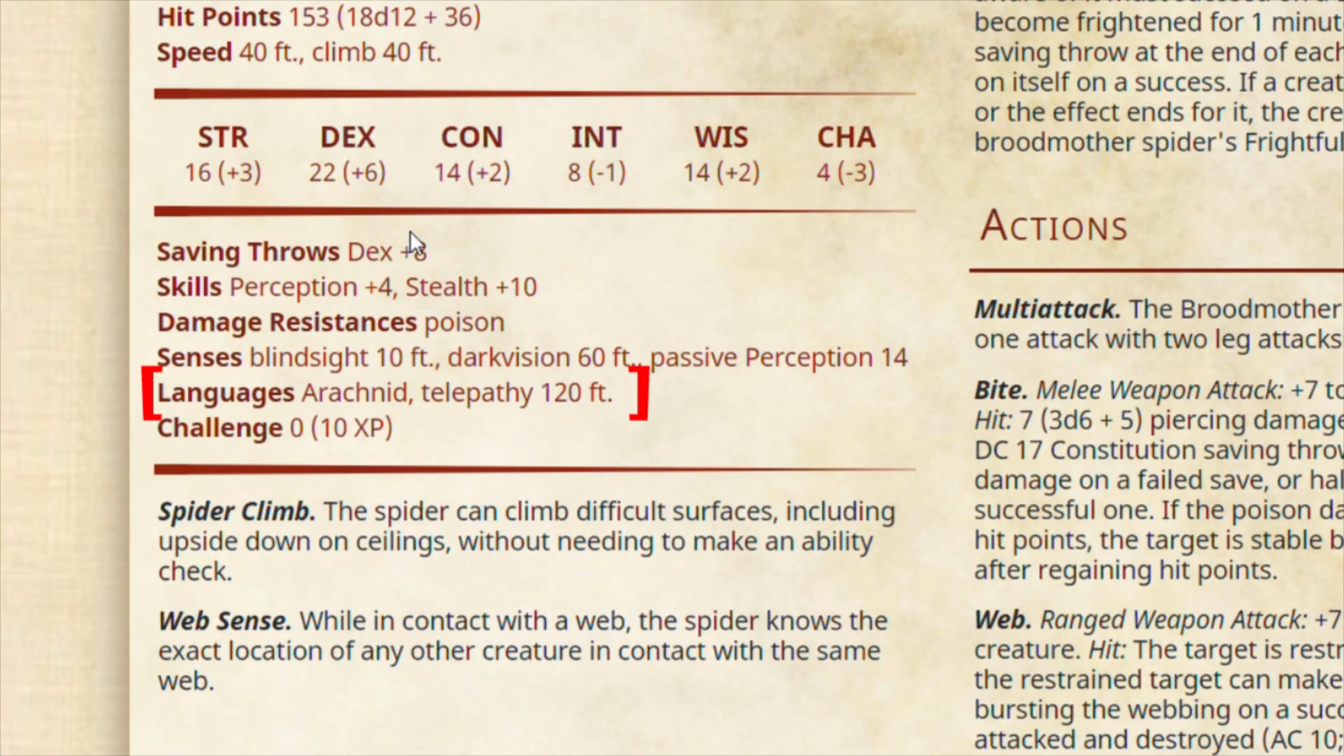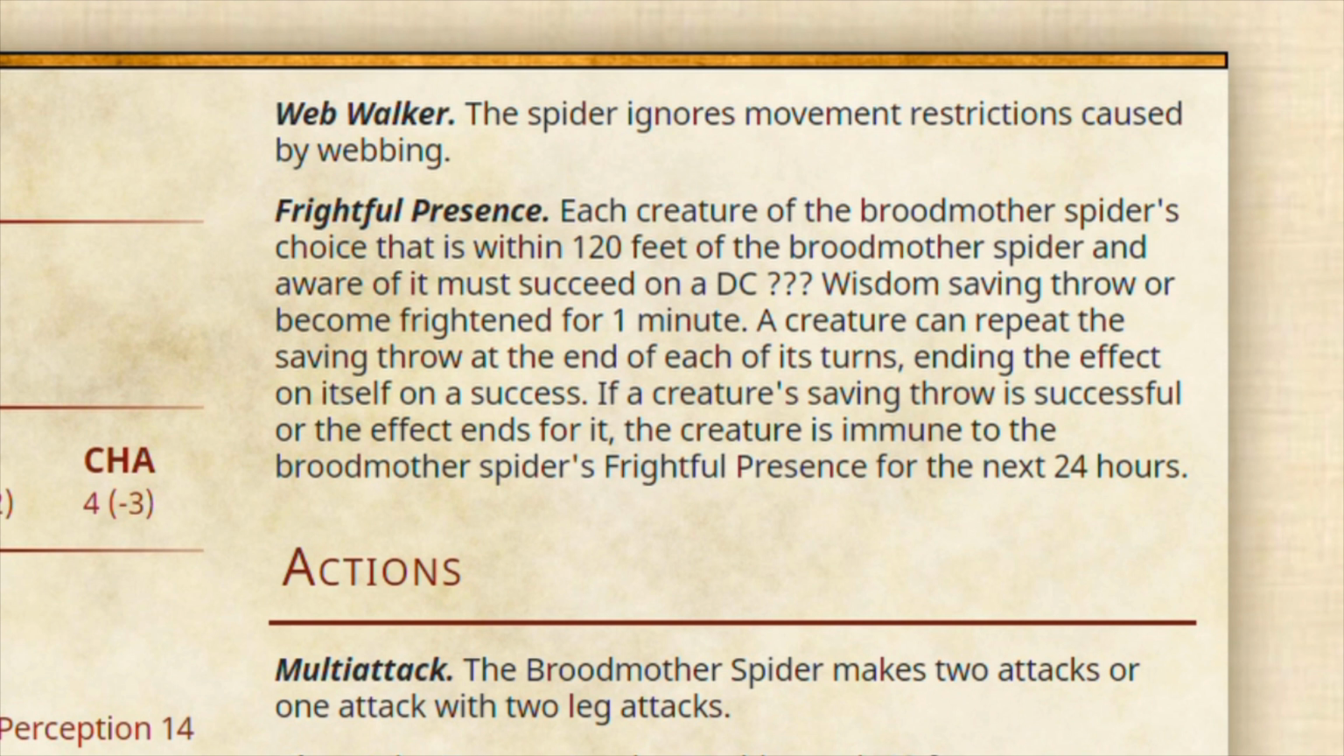It has its own language that I just named Arachnid, and to communicate it uses telepathy with its minions. I added Frightful Presence because, well, it's a giant freaking spider, and also that will further affect movement during the battle. So I think narratively and mechanically, it fits pretty well.